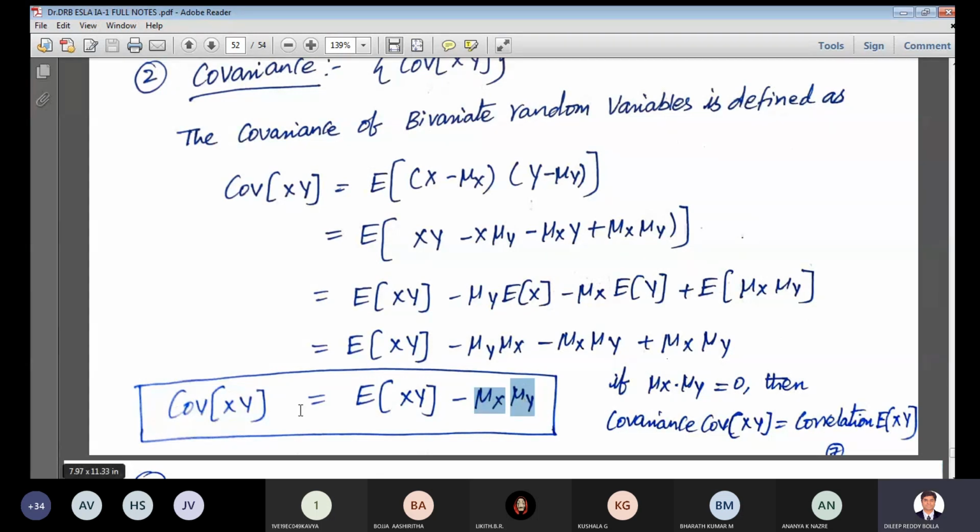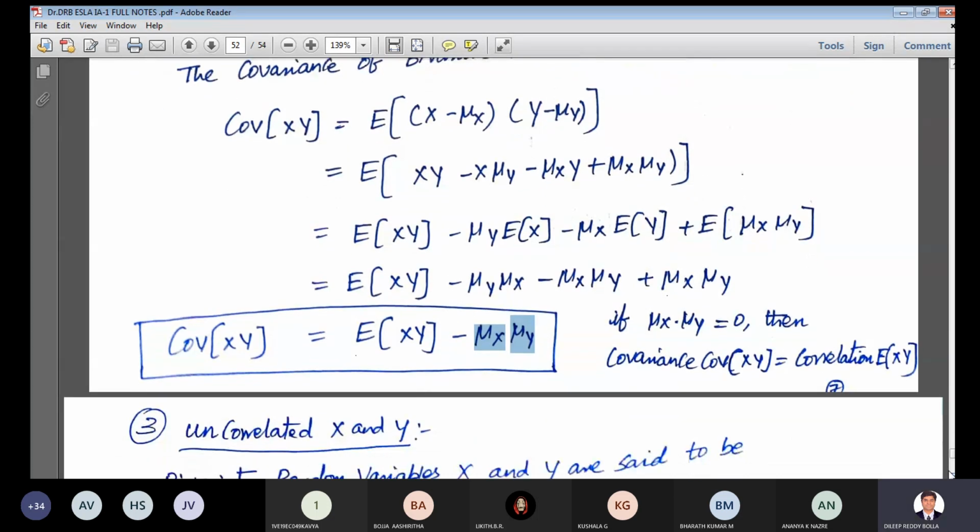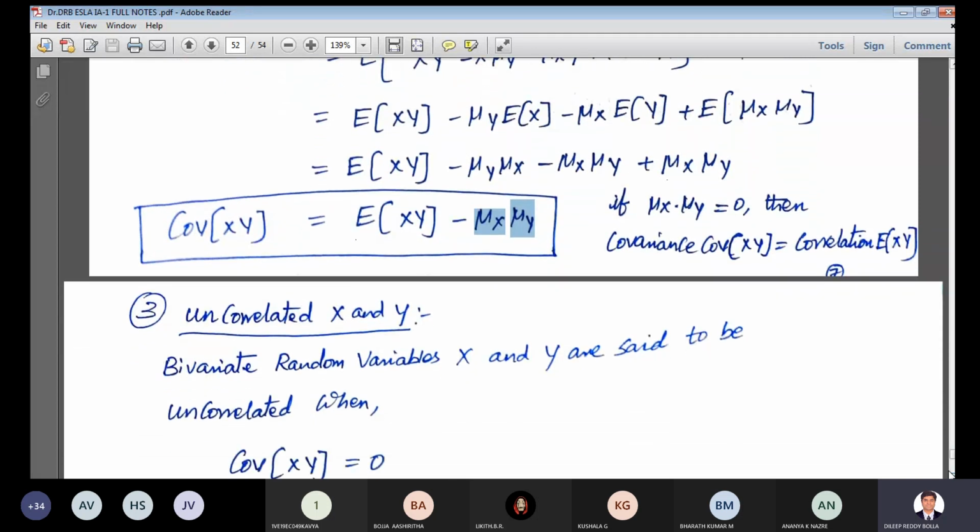Okay, if you want to find the covariance, together expectation of x into y minus the individual product of the expectations, we are going to get the covariance. So covariance and correlation can be the same when the mean of the values is 0. If the product mu x into mu y is 0, then covariance is the same as correlation. If the product of the mean values is not equal to 0, then they are different.